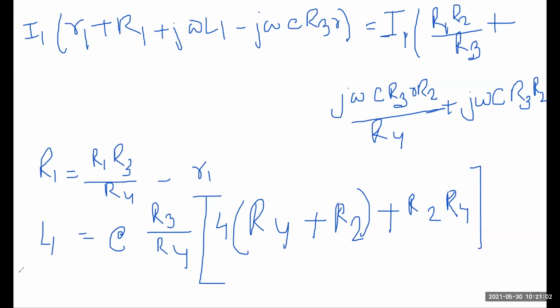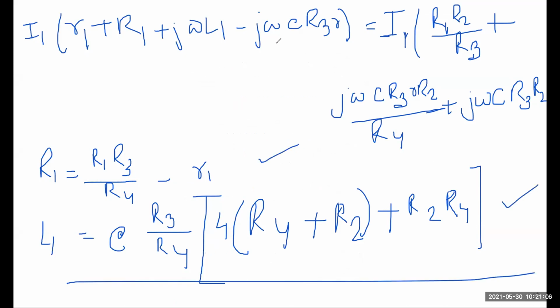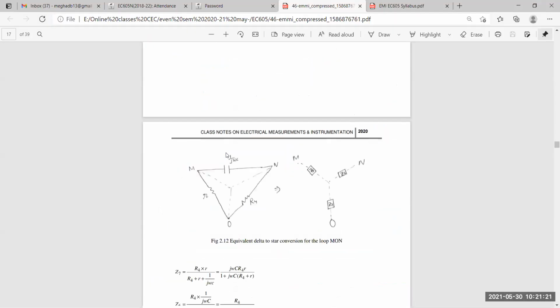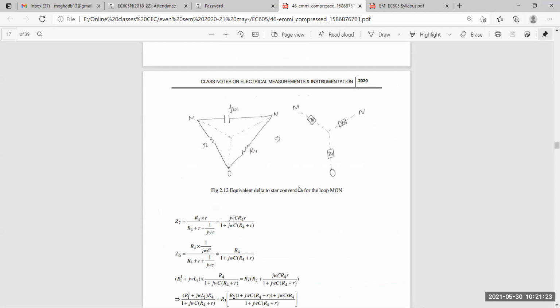Now, after getting this kind of values, the values of L1 and R1, that means we have separated the real part and the imaginary part. Now comes what are the advantages of Anderson bridge. One more thing I want to share, that in this particular diagram, which I have not shown you, see here, they have taken the circuit, you know the phasor.